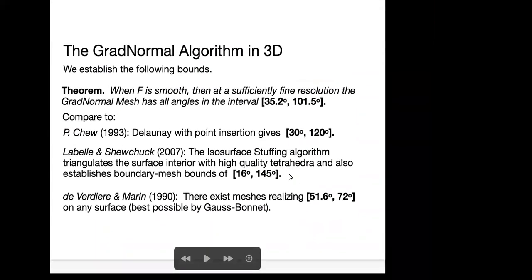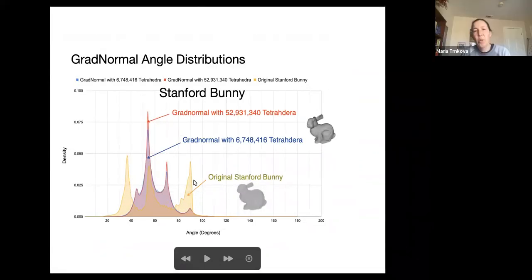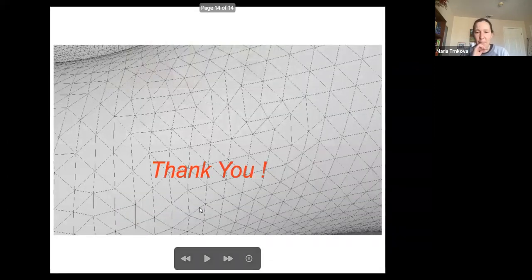Here is the graph where we took the original bunny and retriangulated it, so we can see how the angle distribution changed. So thank you very much.